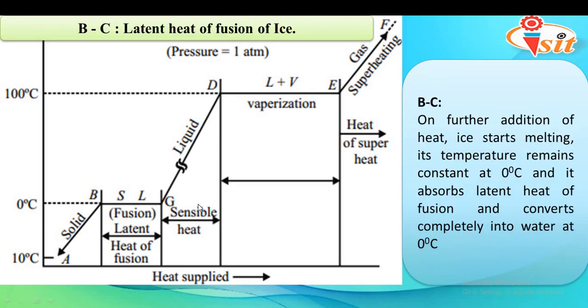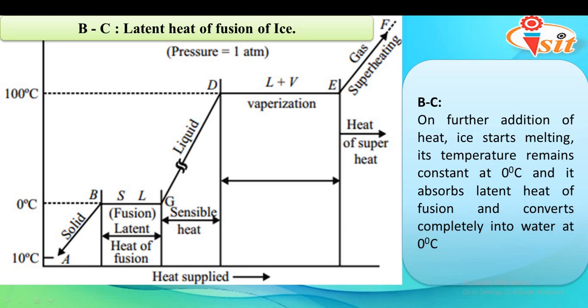We'll see this in this slide. So it's by mistake, I think this is represented by G. Just consider here as point C. So whatever I have just discussed now, that was related with this line, that is B to G, or we can consider it as B to C. So see here it is given, on further addition of heat, that is at point B, if we further add heat, the ice will start melting and its temperature will remain constant at 0 degrees Celsius, and it absorbs the latent heat of fusion and converts completely into water at 0 degrees Celsius at this point.